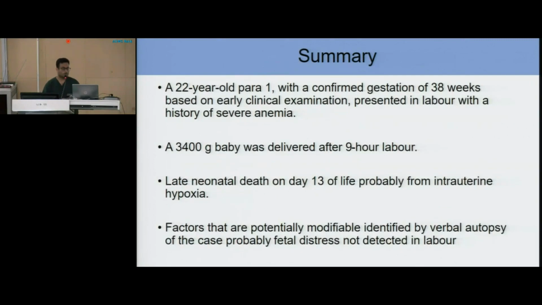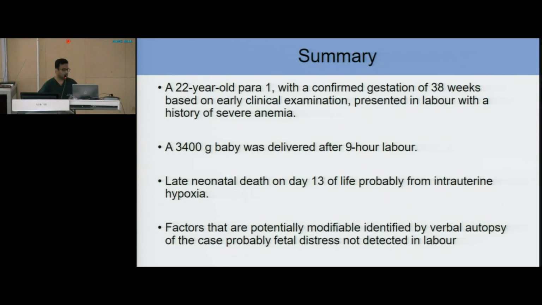So, if we summarize the complete data that we have obtained till now: a 22-year-old para 1 with confirmed gestation of 38 weeks based on early clinical examination, presented in labor with history of severe anemia. A 3,400 gram baby was delivered after 9 hours of labor. Late neonatal death on day 13 of life occurred probably from intrauterine hypoxia. Factors that are potentially modifiable identified by verbal autopsy of the case is probably fetal distress, not detected in labor.